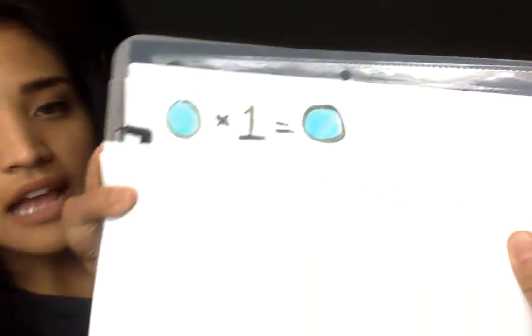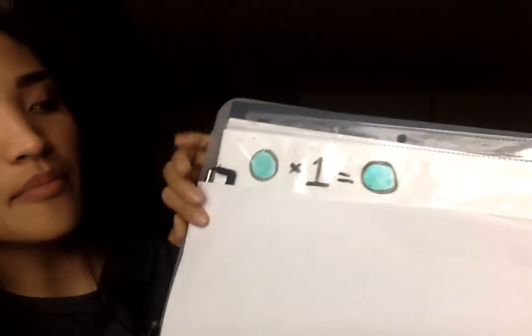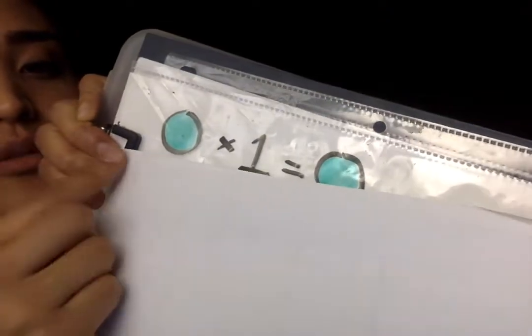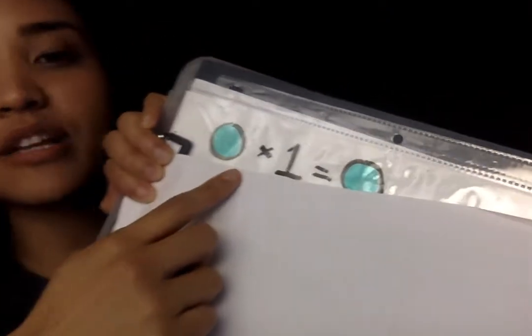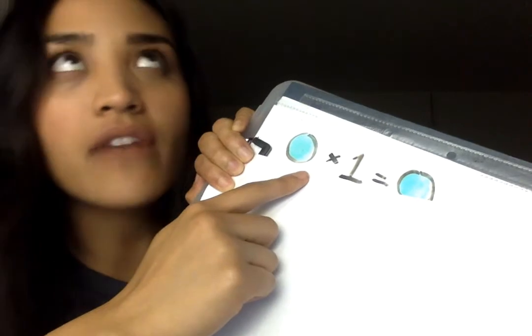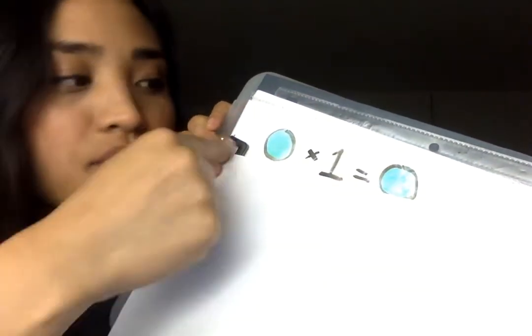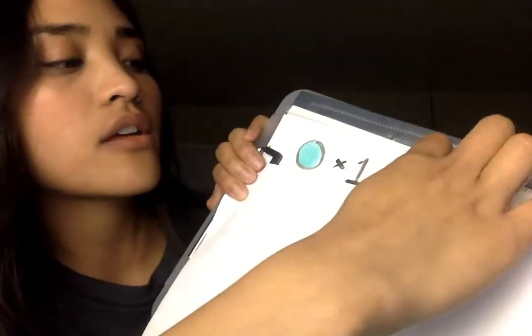Okay, here we go. Let me grab a paper to cover this. So I'm using shapes here instead of numbers. And anytime you multiply something by 1, it's going to be that number. So I know right here I have a green circle, but this could literally be any value. It could be 500, it could be 5. If you multiply it by 1, it's still going to be that value that you started with.